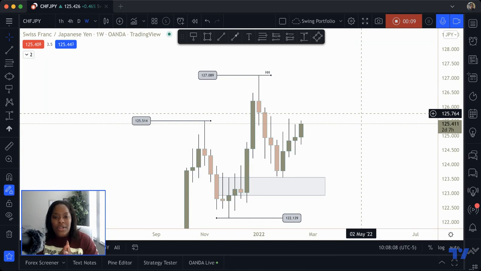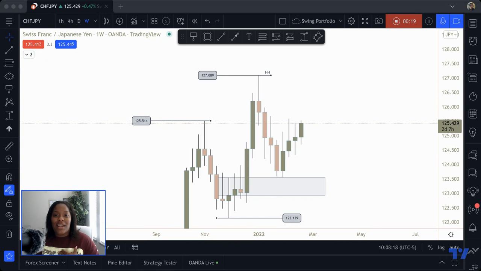So, I want to do a quick demonstration of what multiple time frame analysis looks like when you are a swing trader. For those of you who don't know, my name is Shaquan and I am a Forex educator. I love helping working men and women learn how to swing trade so they can use Forex as an additional stream of income.